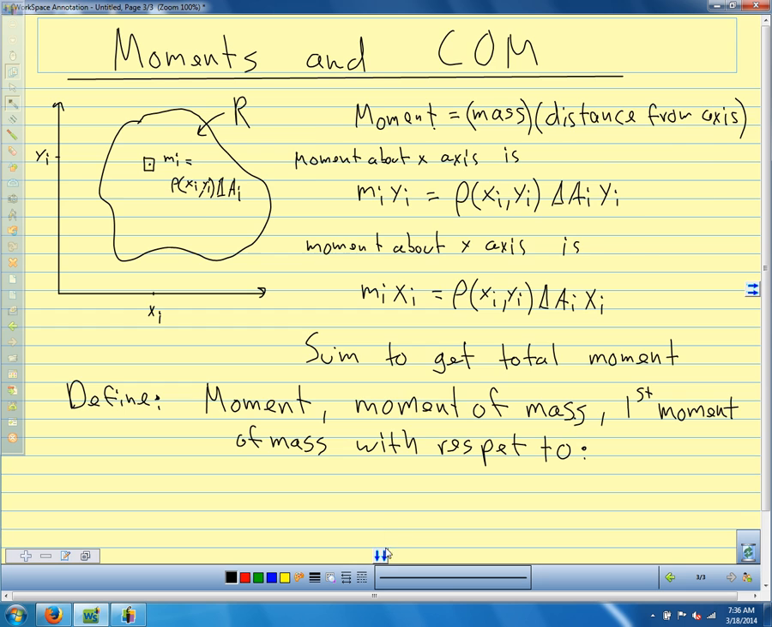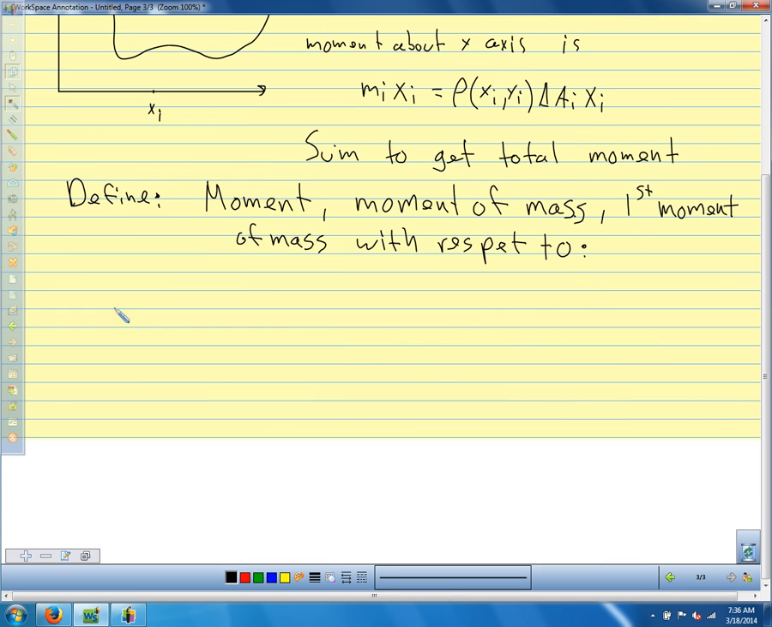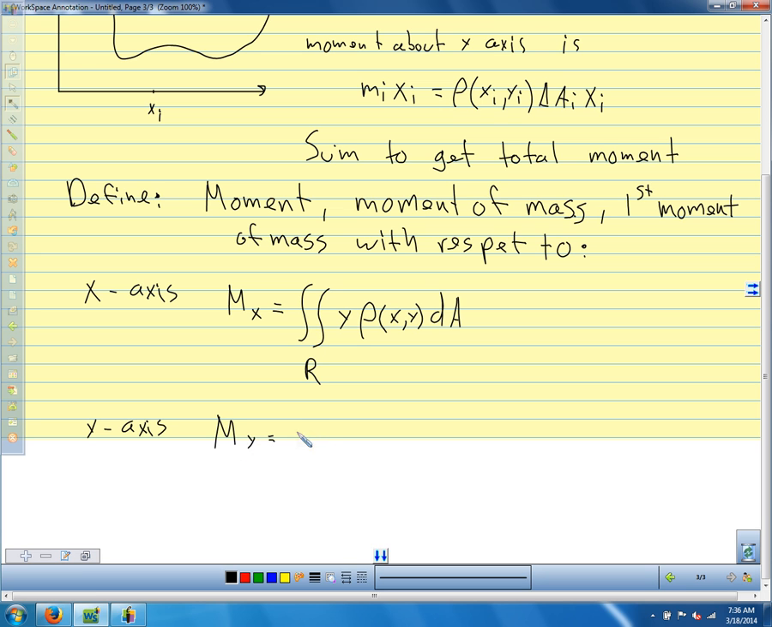With respect to our x-axis, m sub x is the double integral over our region of y rho xy dA. And about the y-axis, we write m sub y, that's a double integral over our region of x rho xy dA.